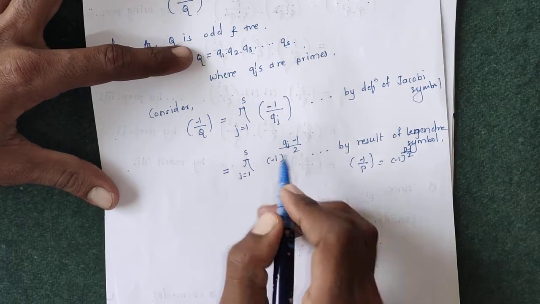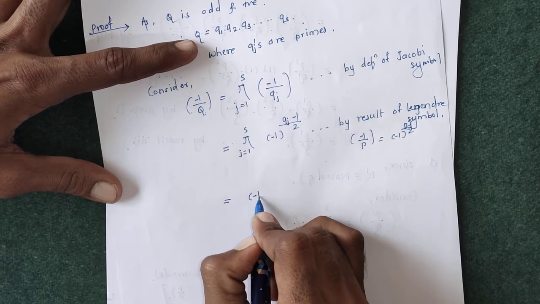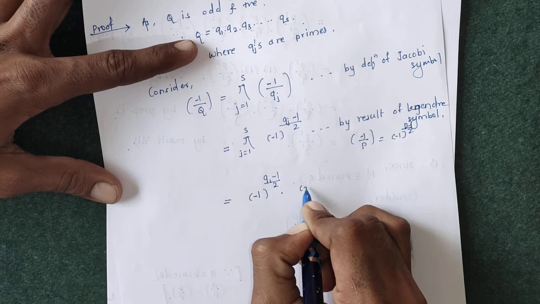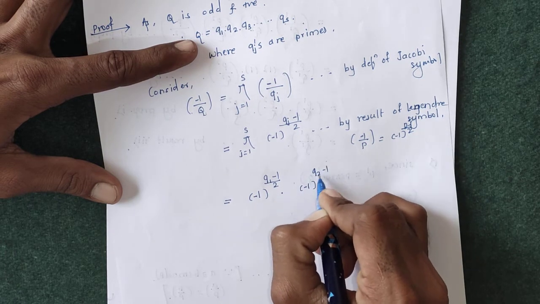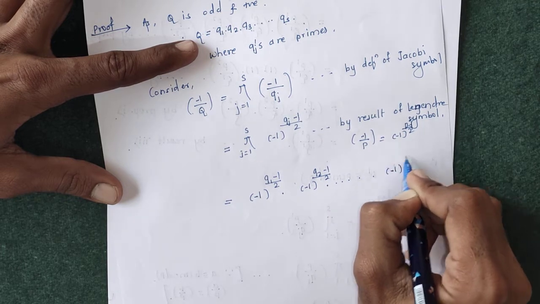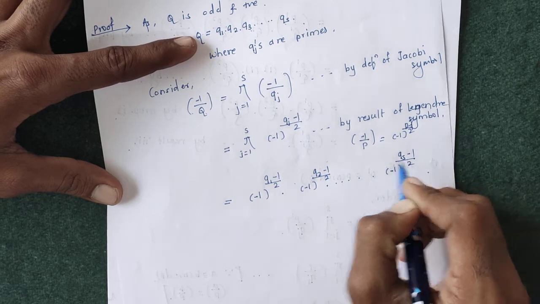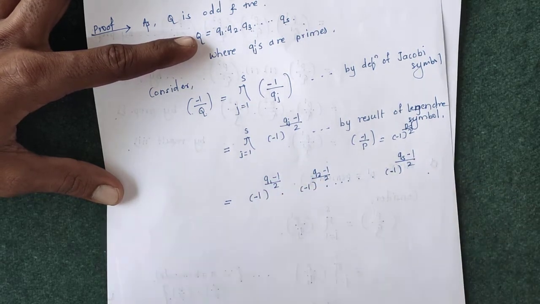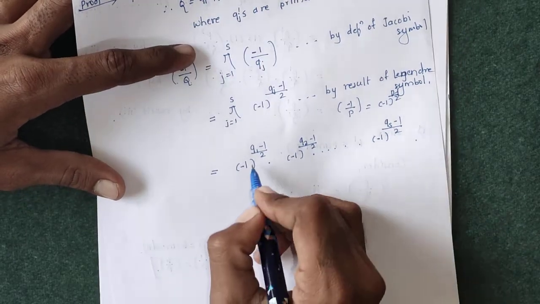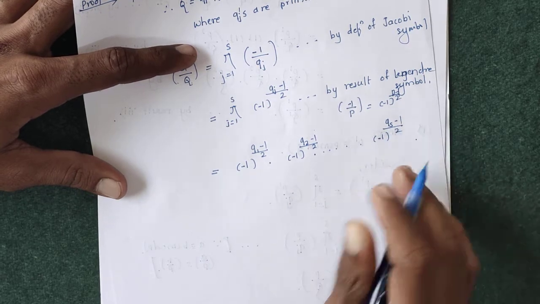So, if we run this product, if we put j equal to 1, then we will get -1 to the power (q1 minus 1) by 2 into -1 to the power (q2 minus 1) by 2 into this, up to -1 to the power (qs minus 1) by 2. Just running this product, putting the value of j equal to 1, 2, 3 up to s, we will get this. Now, here -1 to some power into -1 to some power, up to this multiplication of -1 to some power.